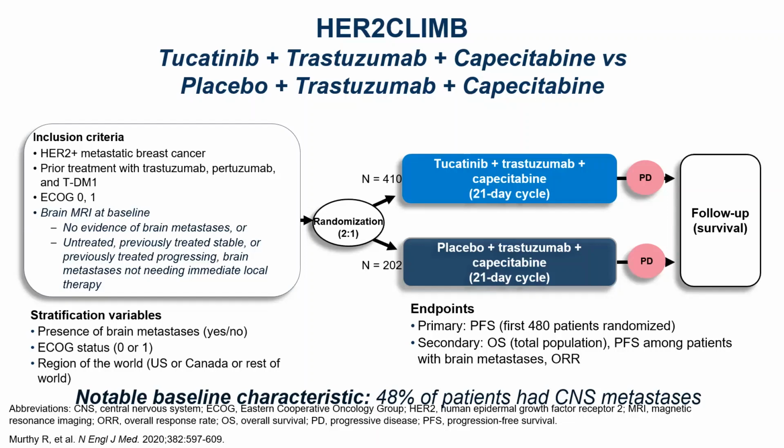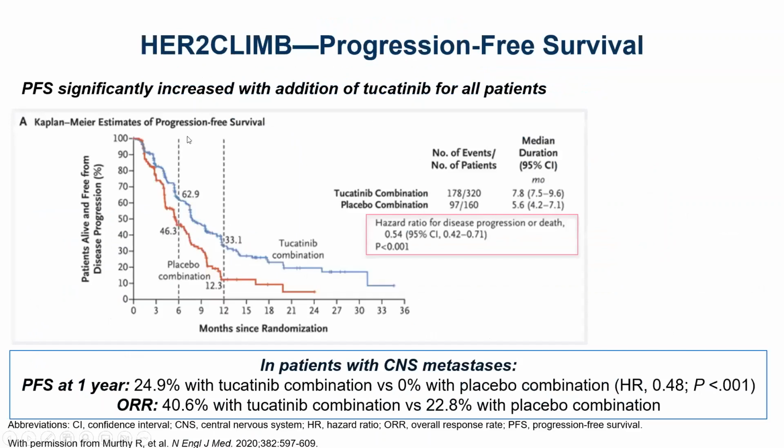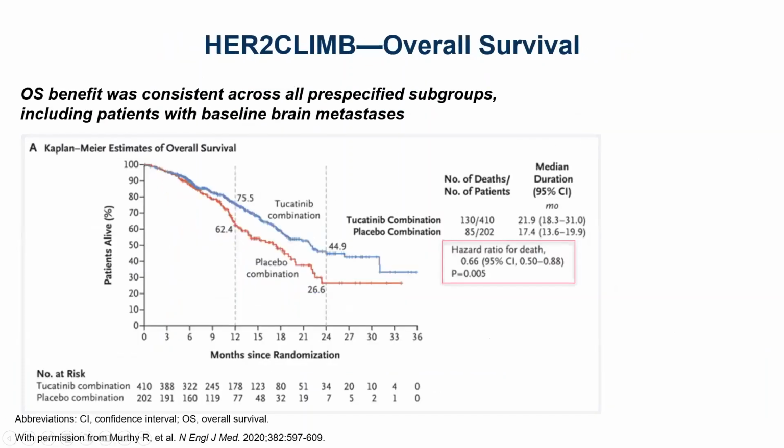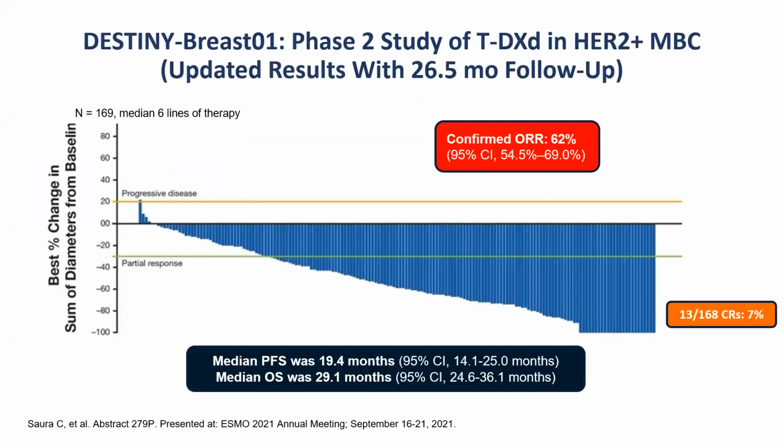So in this study, all patients received Herceptin and Xeloda or capecitabine, and 2/3 of them also received tucatinib. And you can see here the progression-free survival was significantly improved by over 2 months by using tucatinib. It also improved in patients with brain metastases, and it improved how long patients lived, which is, of course, our most important endpoint, is making patients live longer with this chronic disease.